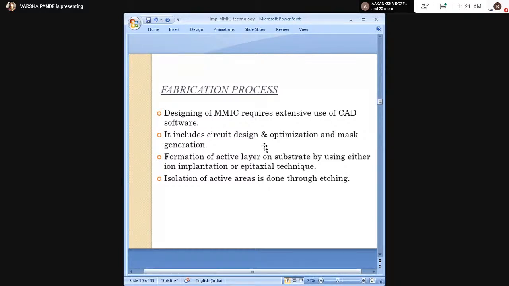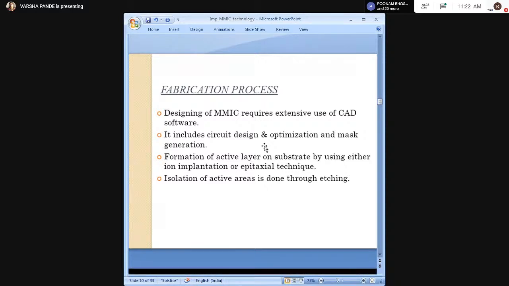So for the fabrication process, CAD tools are required, because initially we have to design the circuit, then by having the different components we have to draw the layout. For that layout we have to find out the width, length, and thickness of all the components. Then all the components are designed by using the CAD tool, and once the design is completed, we have to apply the inputs and observe the outputs.